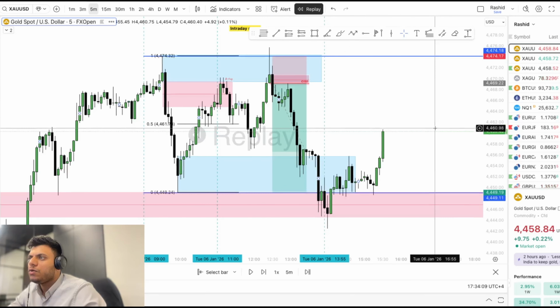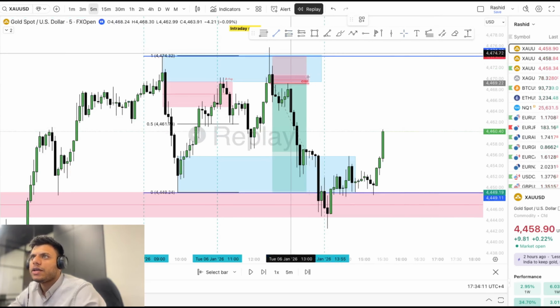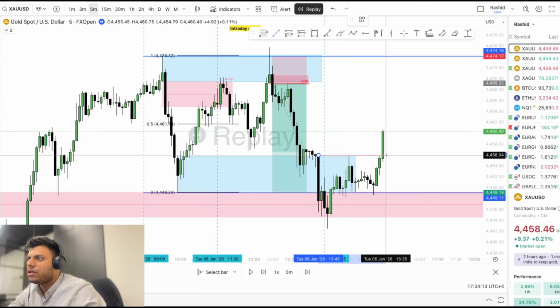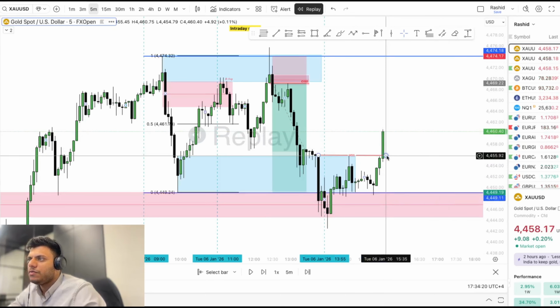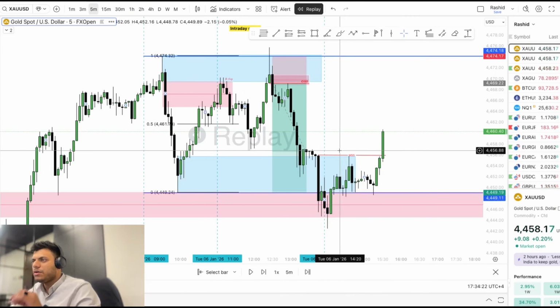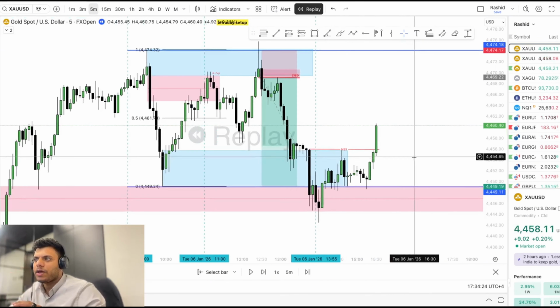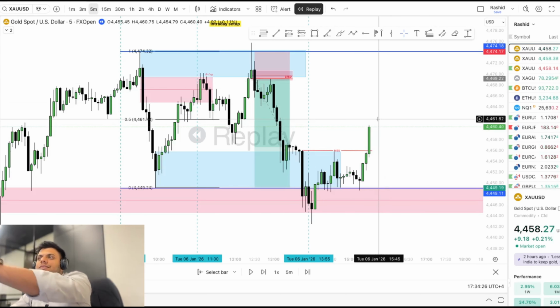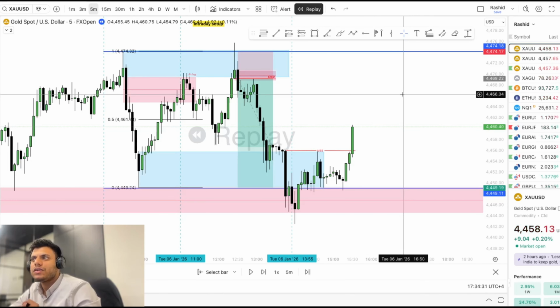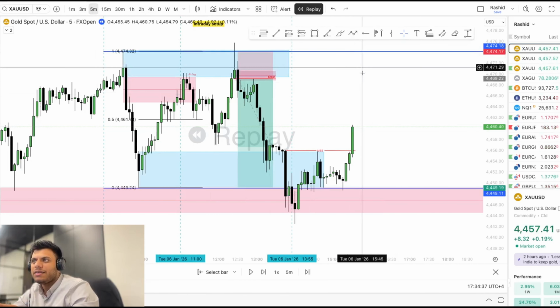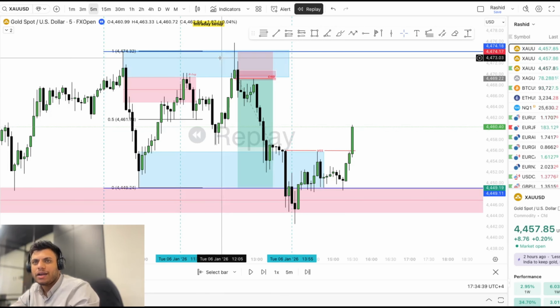Now as you see here, you have got one proper MSS here, which means a market structure shift has happened right now. Then where is the next liquidity level? This is your next liquidity level, and the market can easily take it, because this is in the higher time frame and we are aligned with the higher time frame.